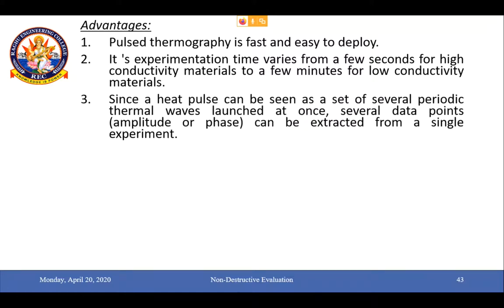Since a heat pulse can be seen as a set of several periodic thermal waves launched at once, several data points, amplitude or phase, can be extracted from a single experiment. This is coming to the back end of this. What exactly is happening? In the video also you have seen, he has chosen second derivative and then the algorithm has done a lot of calculation actually. It gives an output immediately, but still it has calculated a lot of things, which refer to your image processing.